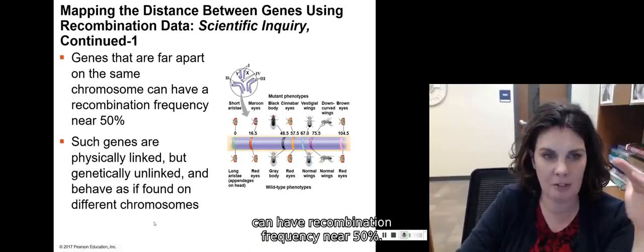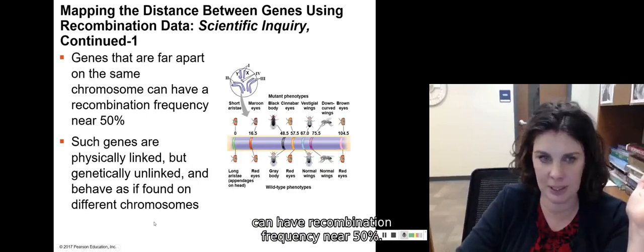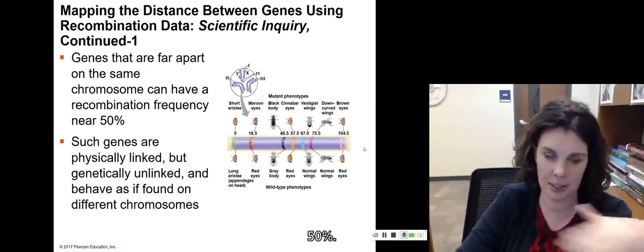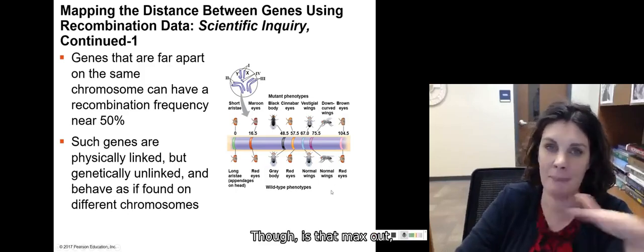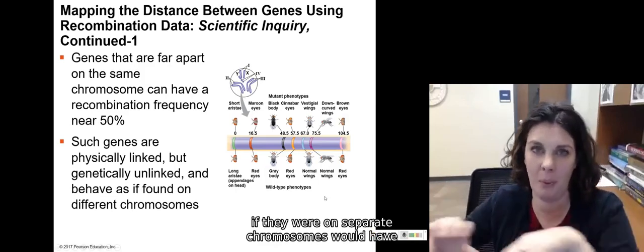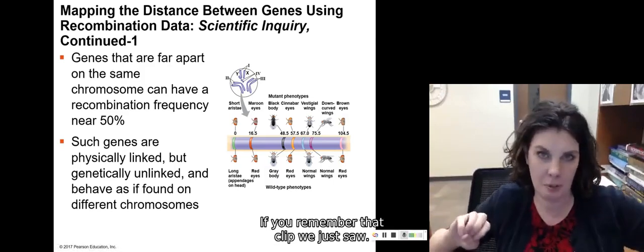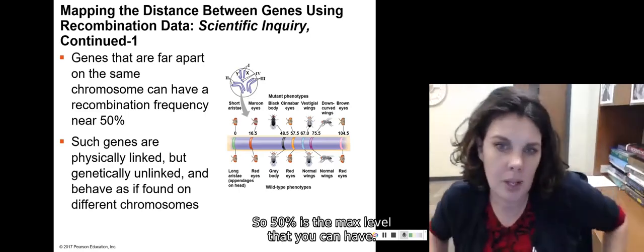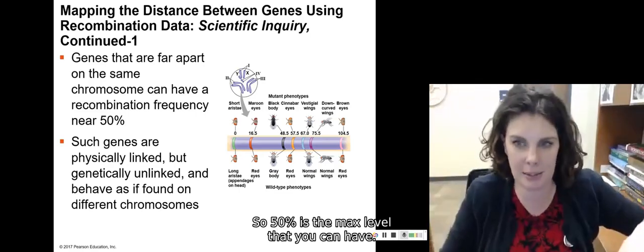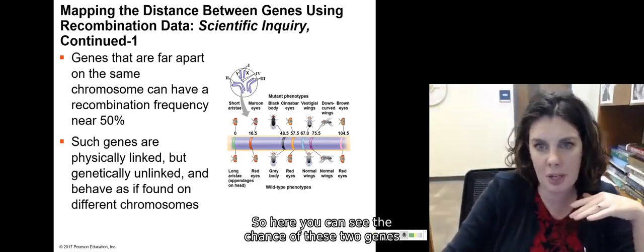Genes that are far apart on the same chromosome can have a recombination frequency near 50%. 50% though is the max. If they were on separate chromosomes, they'd have a 50% recombination frequency, if you remember that clip we just saw. So 50% is the max level that you can have.